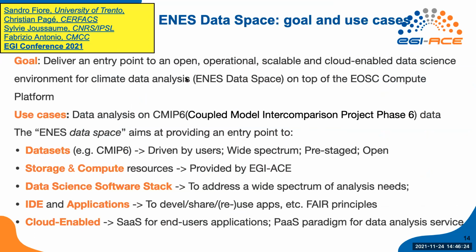For instance, the goal of the data space is to have an entry point to a scalable cloud-based data science environment for climate data analysis. This is, of course, built on top of the EOSC compute platform delivered by AGI. This specific use case is for the data that are coming from this project, CMIP6. And the data space is a kind of entry point for the data sets, as I said, coming from this project, which are pre-staged, driven by users. So there is a way to basically ask for specific parts of the data sets to be pre-staged on the resources provided by AGI, both storage and compute.